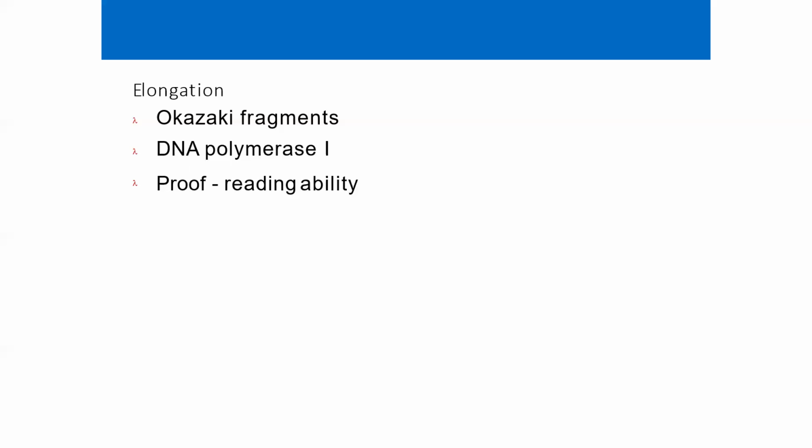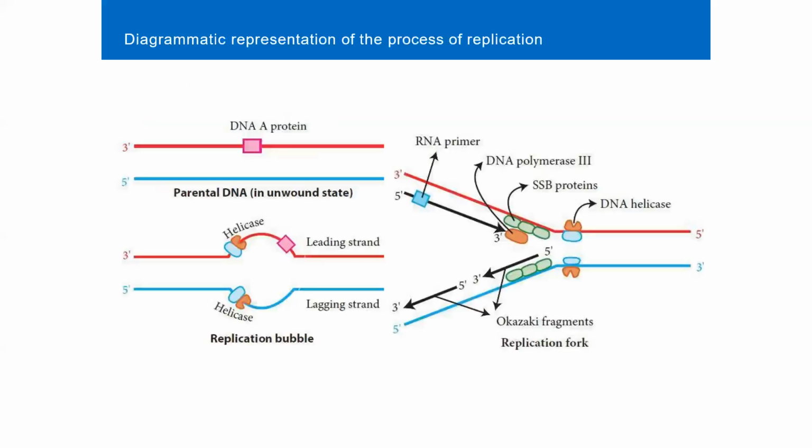So lagging strand synthesis is not so straightforward. DNA synthesis on the lagging strand poses some problems, since the DNA polymerase enzyme cannot add the incoming nucleotide to the 5' end of the growing chain. DNA synthesis on the lagging strand occurs as small pieces, and these fragments are synthesized discontinuously on the lagging strand, and they are called Okazaki fragments.